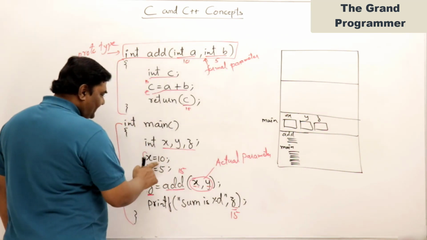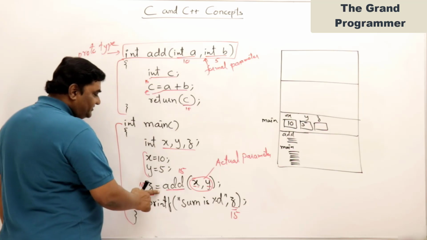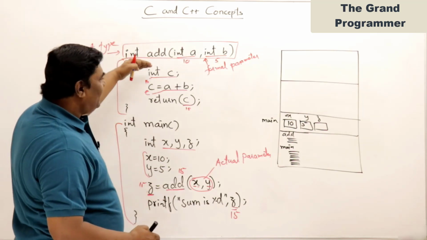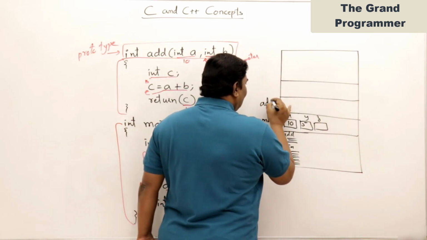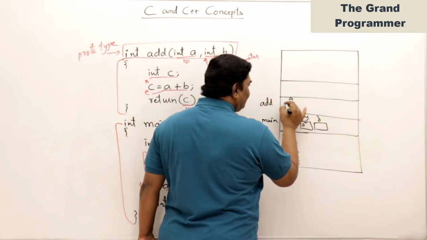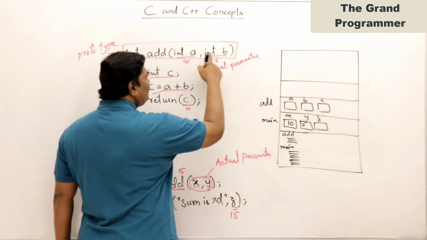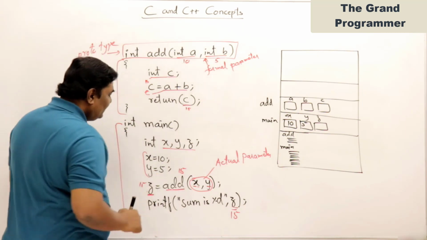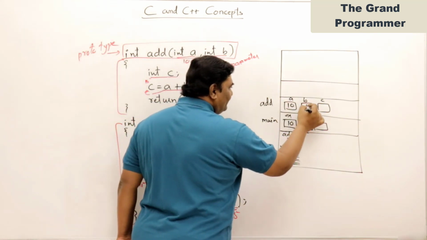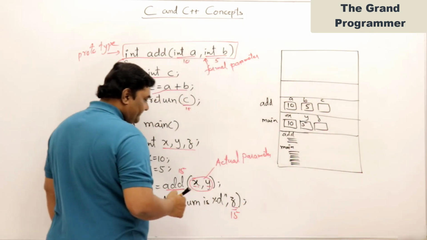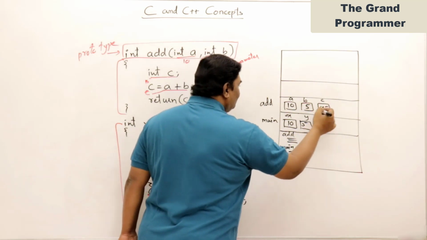Then the first variable is assigned the value 10 and the second 5. So this is 10 and this is 5. Then function add is called. Once the function add is called, its own activation record or stack frame is created, and it will have its own variables, that are A, B and C. These 2 parameters and a local variable. Now the value of X, that is 10, is passed here, and the value of Y is passed here. Then it will add these 2 numbers. So the result is 15.